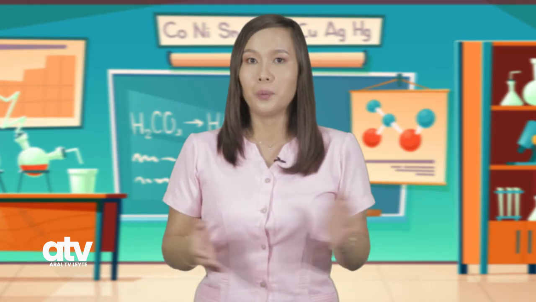How many correct answers did you get? If you got 10, excellent. 8 to 9, very good. 5 to 7, good. 4 and below, don't worry, you can study again this lesson and do better. Today, we learned the modes of reproduction in flowering and non-flowering plants. I hope you enjoyed and learned a lot.